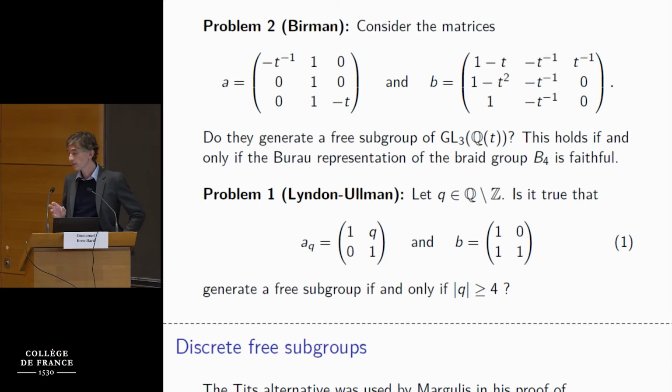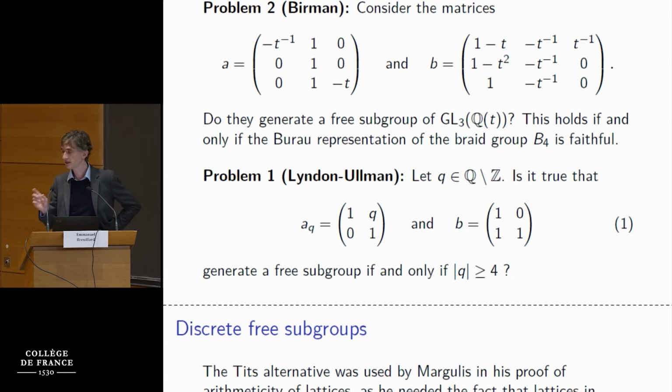It's not only a free group, but it's a discrete free group in SL2(R). But when Q is less than 4, it can be a free group. For example, if Q is a transcendental number. But if Q is rational, we don't know. And the conjecture, or the question, is whether maybe they never generate a free subgroup if Q is rational.